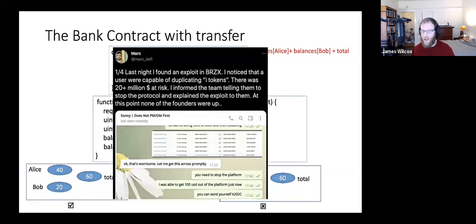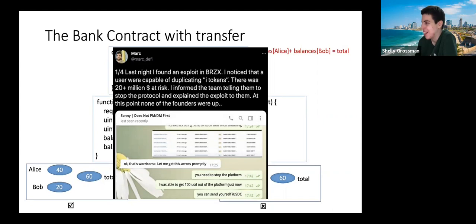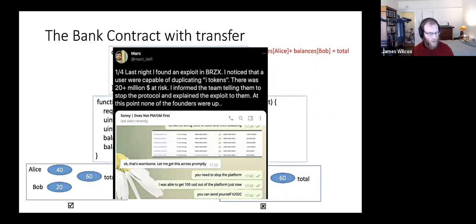Shelley, did you want to say anything more about this example? I think some people are already familiar with this happening in numerous places in DeFi by this point. Right. It's sort of a template for an example in some sense.